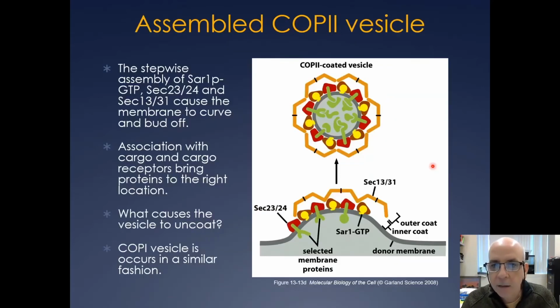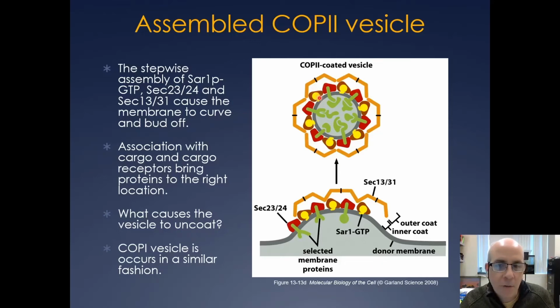The way that happens is you have your SAR1 GTP bound, and that recruits Sec23-24, and that recruits an outer cage structure of Sec13-31, and eventually this causes the vesicle to pinch off and bud. Okay, and so once this vesicle has budded off, the question is, how does it uncoat?